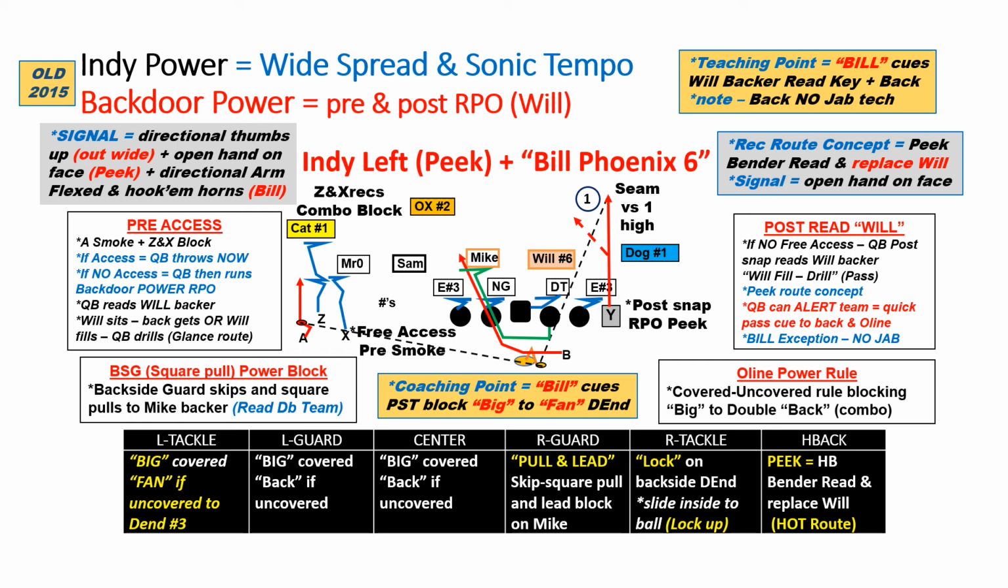Last is using our backdoor series. We're going to go Indy left, and we can run our power to the backside away from the Y and free release him now running an RPO pre-snap with a smoke screen and post-snap with the will backer. This would be an Indy left, then we'll do a peak signal for the Y to free release, and we'll add our bill call telling us we're doing backdoor reading the backside will, post-snap RPO.